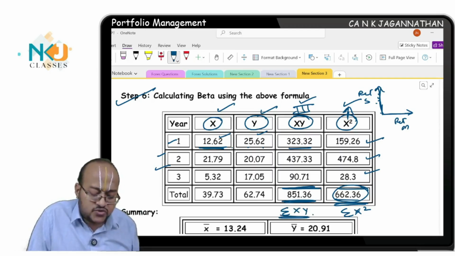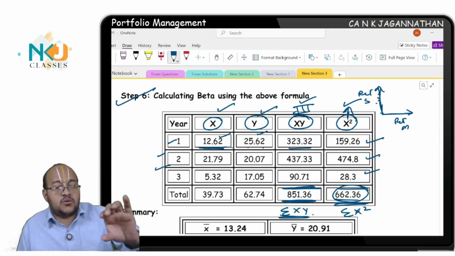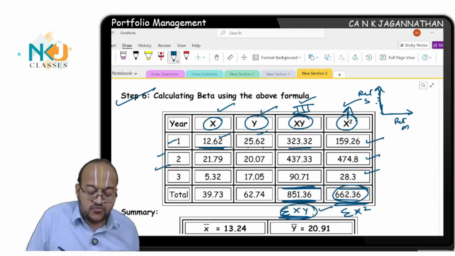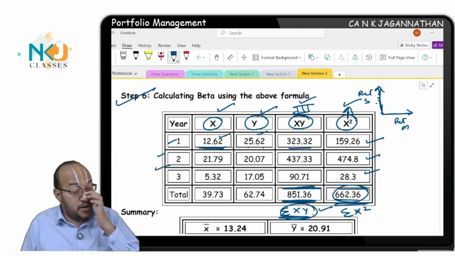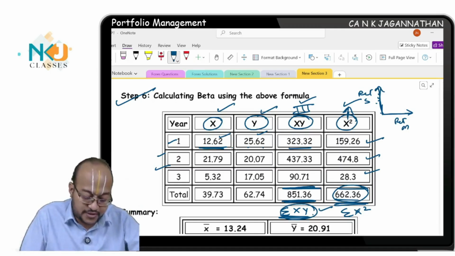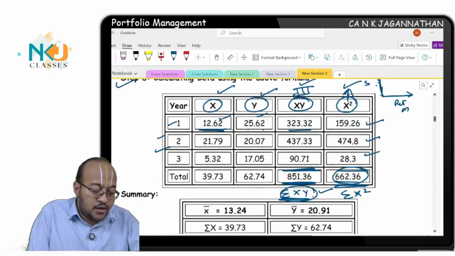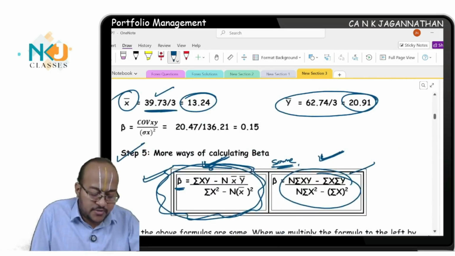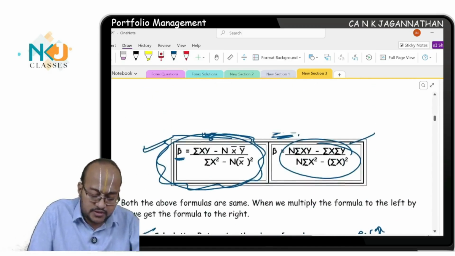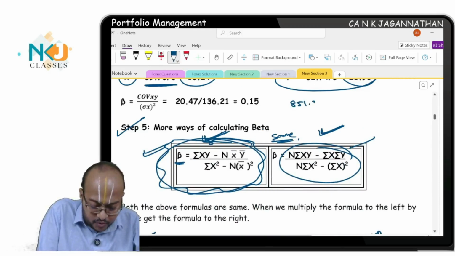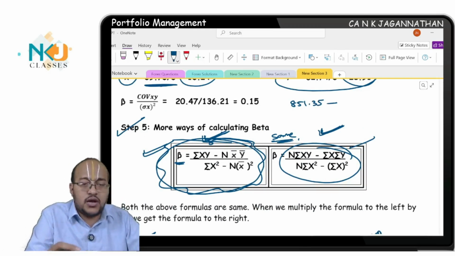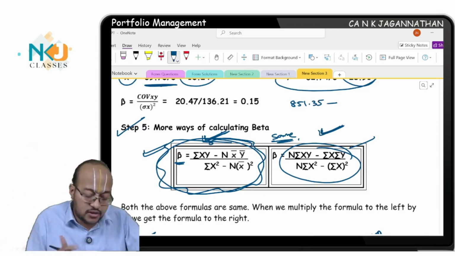Summation of xy, product of the respective returns. What is the total? Summation of xy. Are you all understanding? Now simply substitute the value in the formula and you will get the solution. For example, now see the formula. Summation of xy, how much is summation of xy? Total 851.36. Here I will write 851.36. Just I am showing you how simple the formula is if you use the tabular method.